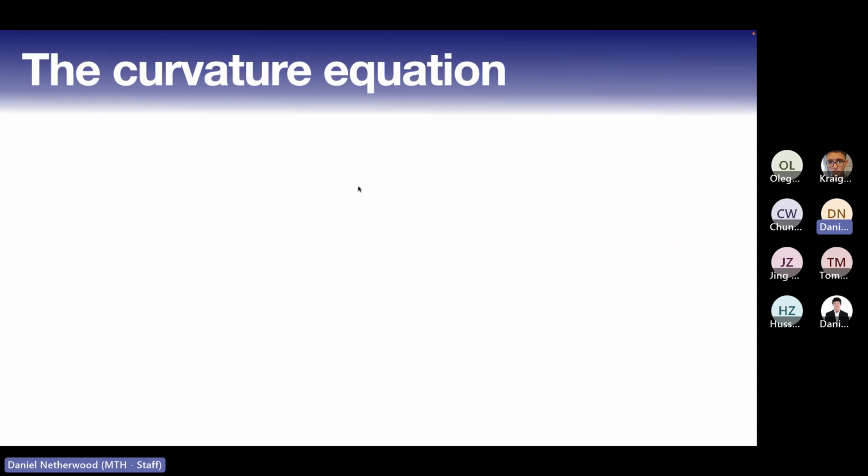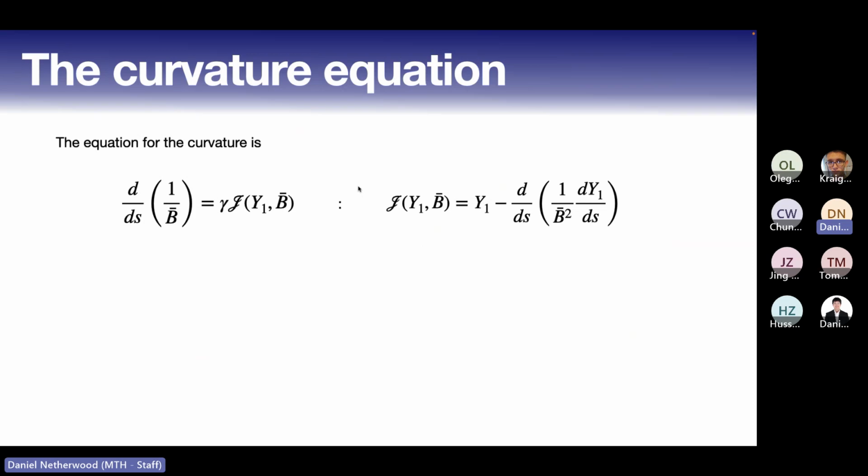So let's start there. The equation for the curvature, if you remember, is given by this: d by ds of 1 over v bar is proportional to this operator j. That's our new equation for the curvature. Now, I am going to state the script operator j here because it's the nicer of the two. The other one's 6th order and not very nice. You can actually do some analytical work with script operator j.